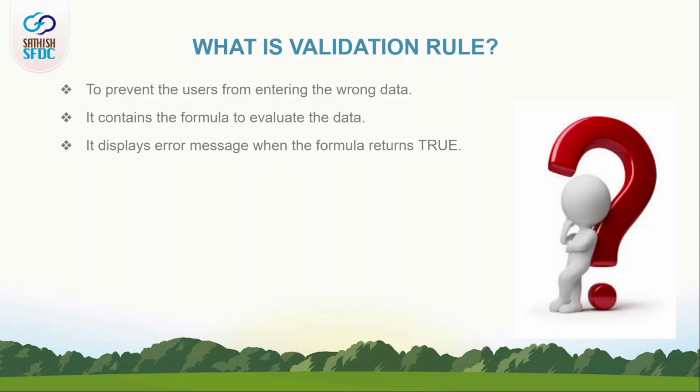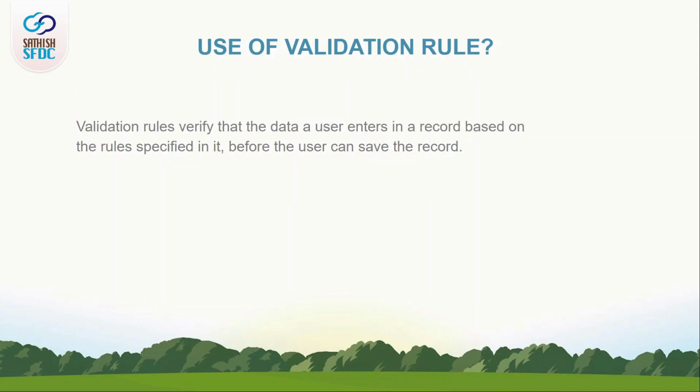Use of validation rules. Validation rules verify the data a user enters in a record, based on the rules specified in it, before the user can save the record. Example 1: if you want to validate a mobile number with conditions like the maximum length should be 12, the minimum should be 10, and only numbers are allowed. 2. Validating that the date of birth entered is not a future date, because a date of birth cannot be in the future. 3. Validating whether a customer is a minor or not based on his date of birth.